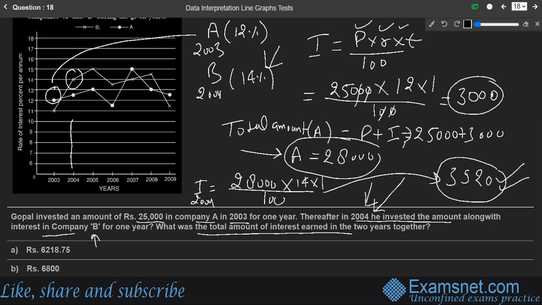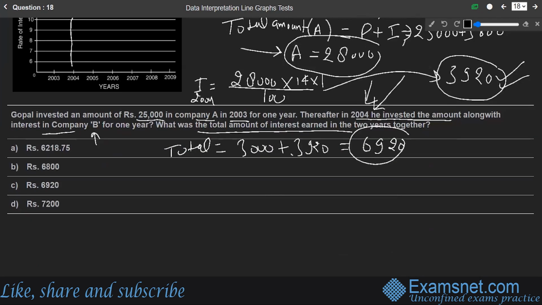The interest earned in company A was 3,000. We are supposed to answer the total interest earned. So total will be nothing but the summation of 3,000 plus 3,920, which is 6,920 rupees. So that should become the right answer. Let us see where it is available. It is available in option number C, which becomes the right answer for us.